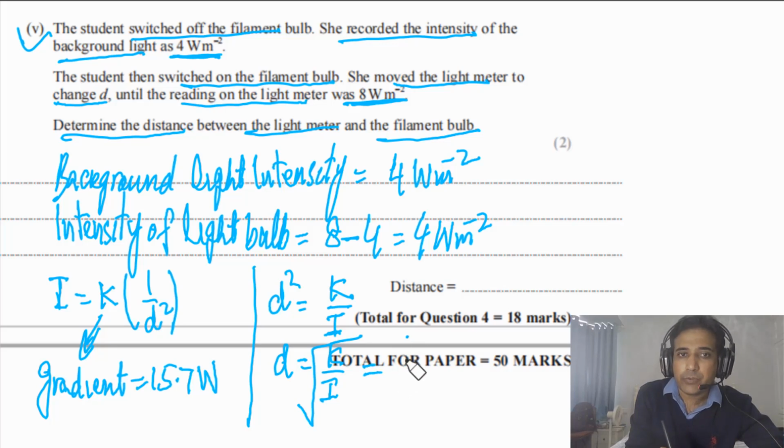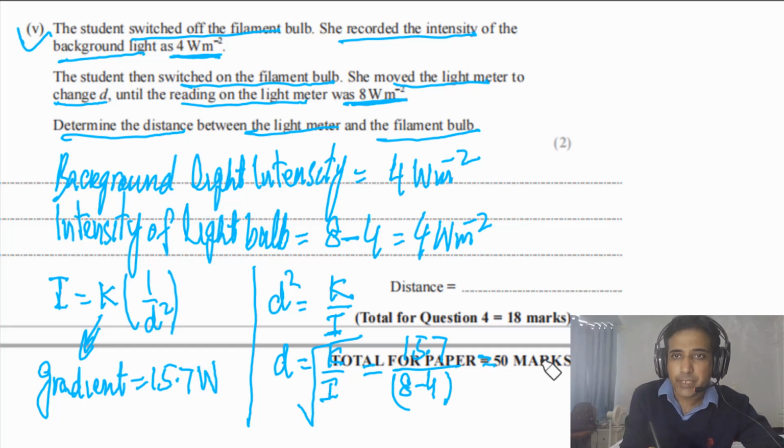The value of K we have, that is 15.7, and the value of I we have, that is 4, or simply 8 minus 4, and if we solve this we will get the final answer. To 3 SF this is 1.98, but as in this case the least number of SF we have is 1 and the maximum is 3, it's better to write it up to 2 SF. So we can say this is 2.0 meters.